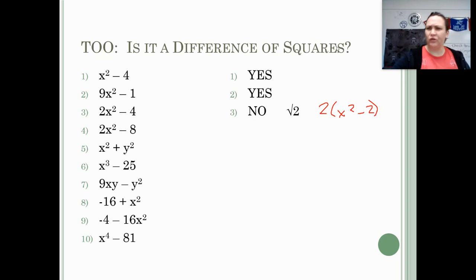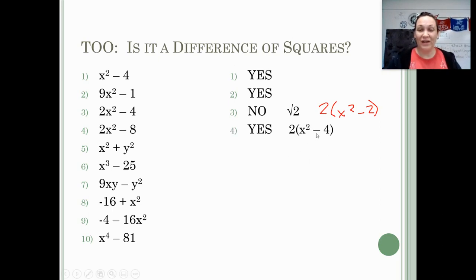All right, number 4 looks like it has the same issue as number 3 had, right? I don't know the square root of 2. I also don't know the square root of 8. But when I factor out that GCF of 2, x squared minus 4, it turns into a difference of squares. So I'm going to go ahead and say yes for this one. Once I factor out my GCF, I now do have a difference of squares, and then I can factor that.